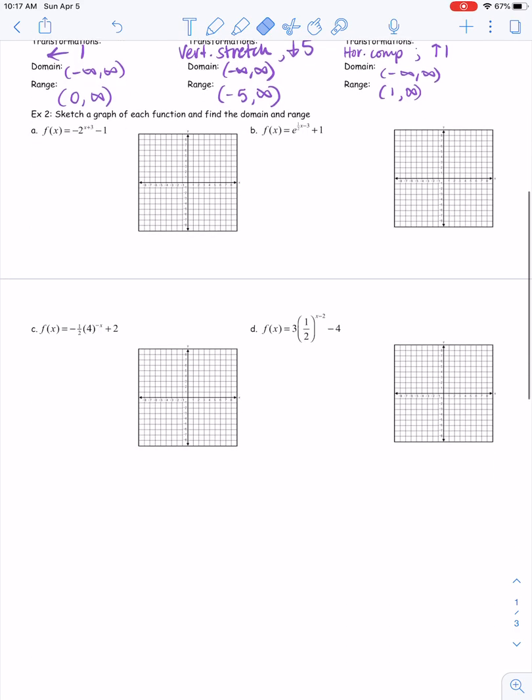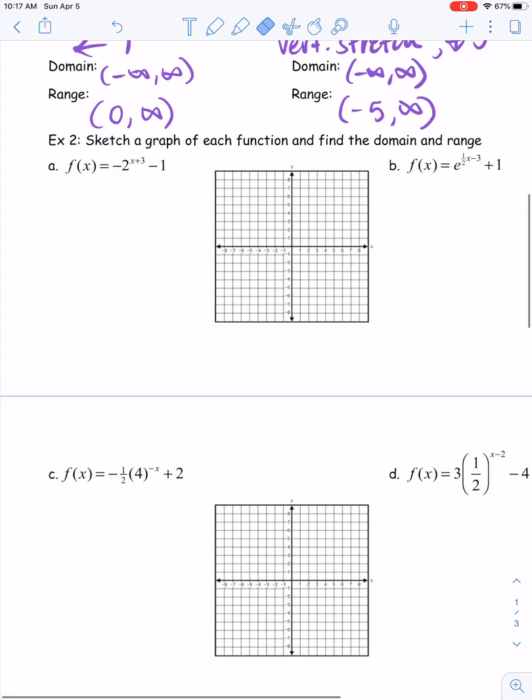So now let's go ahead and start sketching. Again, I'd like to denote who is my base, list out those transformations, and then make a table of what points I'm going to use on this graph. Okay, so here we go. Let me zoom in here.